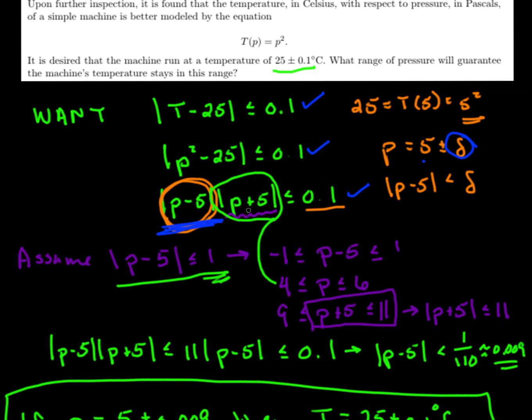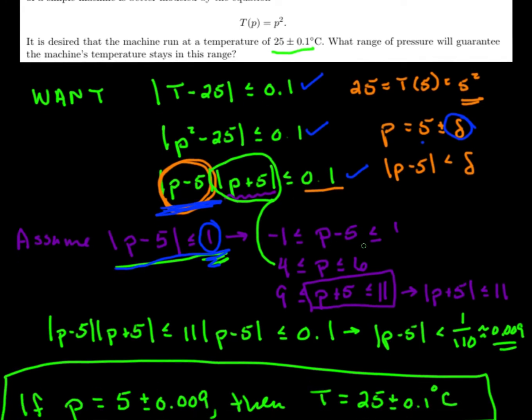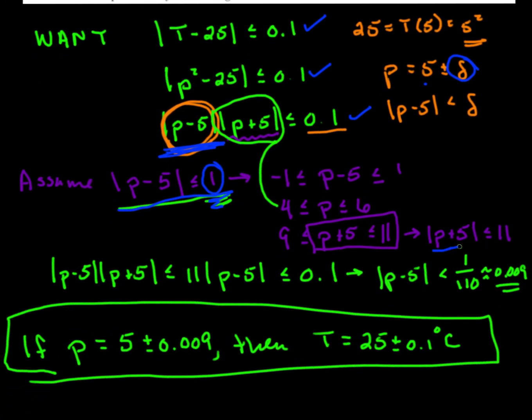P plus 5, I don't know. This is P equal to negative 5 plus or minus some error. I don't know what that is, but I just make an assumption and cross my fingers in hopes that it works. I chose 1 because 1's awfully easy to work with. As soon as I did that, I was able to manipulate this to give me a handle on P plus 5, that it has to be less than or equal to 11.